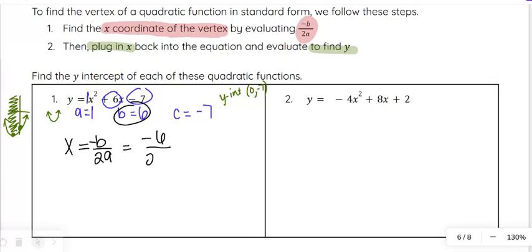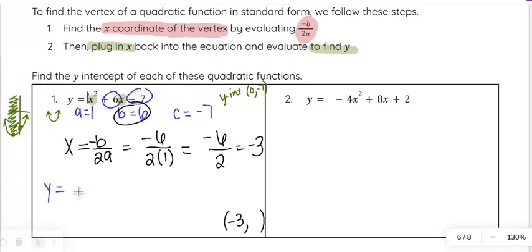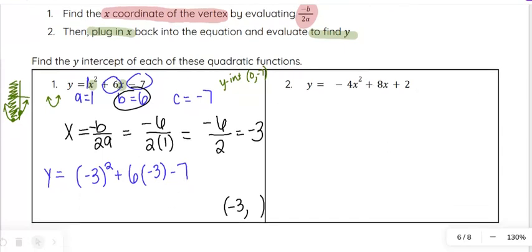So -6 over 2 times 1, so 2 times a, and then from there we have -6 on top, and 2 times 1 on bottom. -6 divided by 2 is going to be -3. So we know that the vertex is going to start with -3 as our x-coordinate. And then to find the y-coordinate, we're just going to plug in -3 into those x spots. So -3 squared plus 6 times -3 minus 7. And then we go ahead and evaluate.